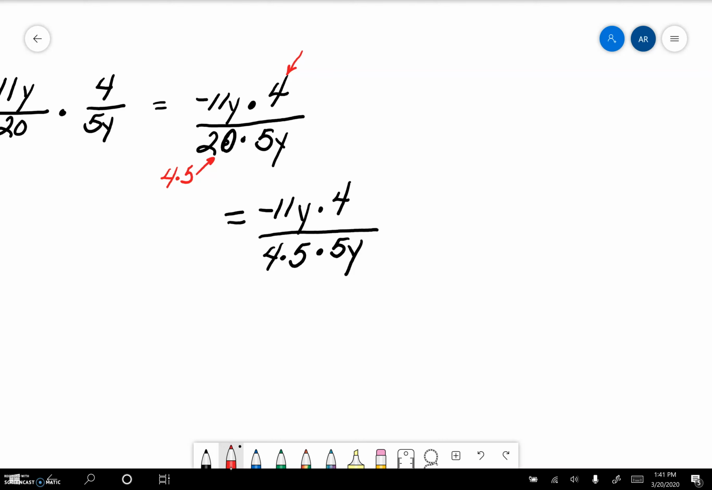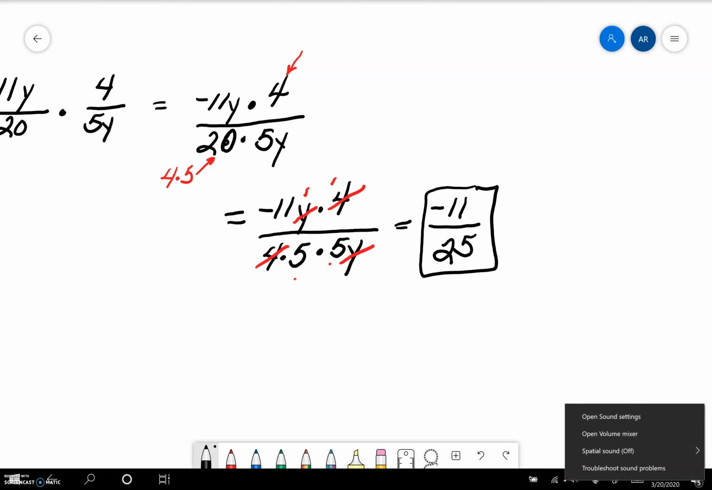So immediately I start evaluating what's on the top and the bottom. Well, I have a y on the top and the bottom, so we know that reduces down to 1. And I also have a 4 on the top and the bottom, which reduces down to 1. So now I'm going to rewrite that as negative 11 over, and then we take 5 times 5 right here, and we know that is 25. So there is our final answer in simplest form.